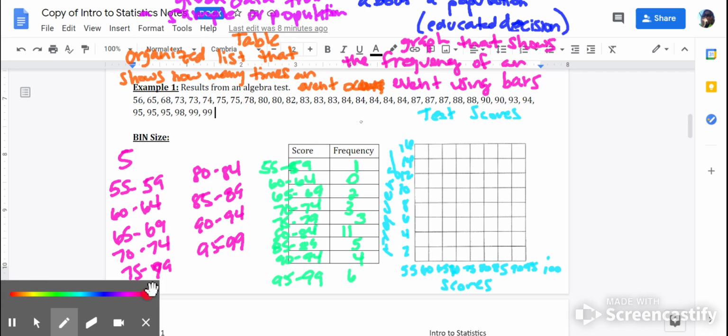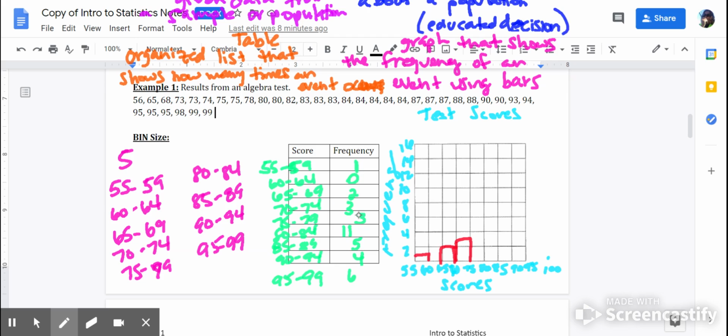So at this point, I simply just want to make bars based on what I see. Between 55 and 59, there is a frequency of 1. 60 to 64, 0. 65 to 69 is 2. 70 to 74 is 3. And notice that my bars here are actually touching. There's no gap between these. And the only reason there's a gap between 60 and 65 is because the frequency is 0.